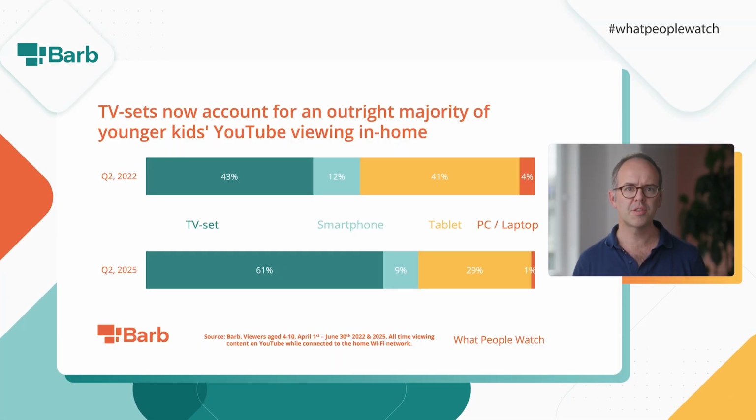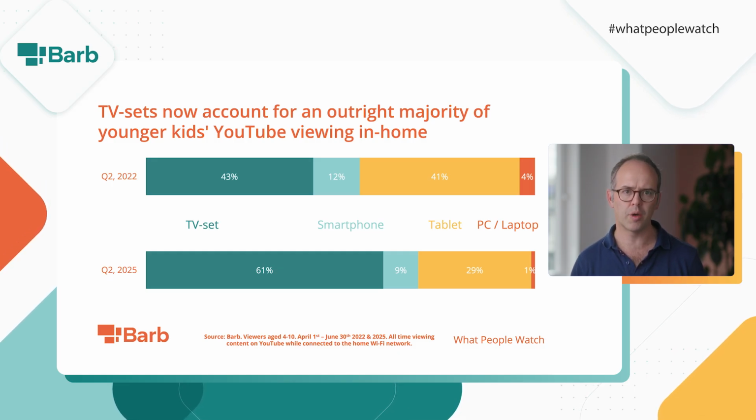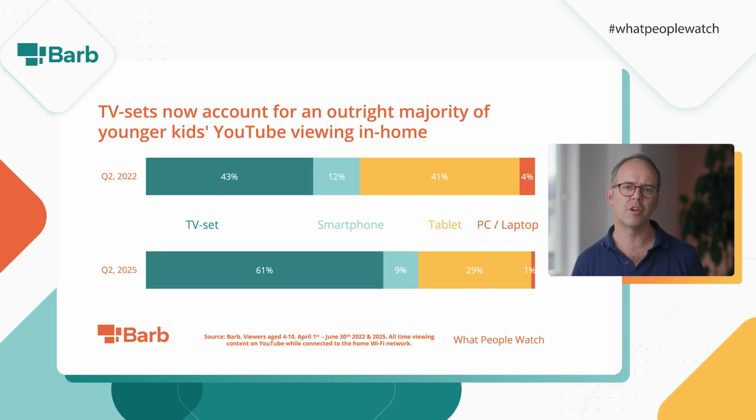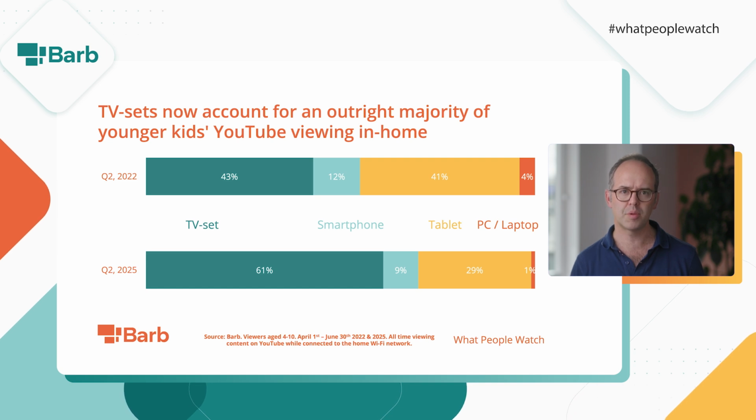If we return to the devices being used to watch YouTube and break out kids aged 4 to 10, we see a marked shift in the share taken by each screen. Whereas 3 years ago we saw an almost equal share of viewing on TV sets and tablets, TV sets now account for the majority of kids' in-home YouTube viewing. Time with tablets has reduced significantly, while time on smartphones and PCs has also dropped. These changes in share are matched in absolute volume terms. Minutes spent viewing YouTube on PCs is down 62% for under 11s, while time on tablets is down 16% and on smartphones down 12%.